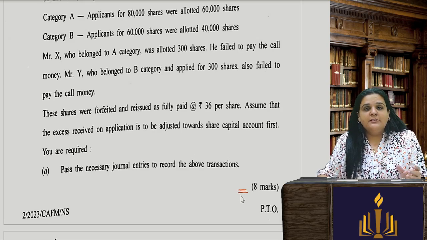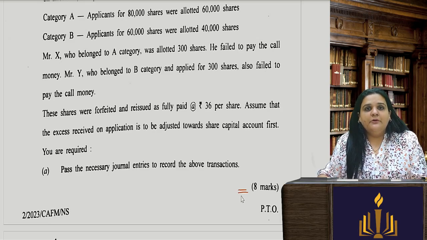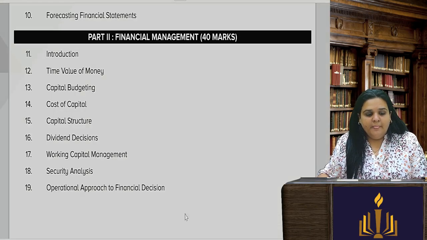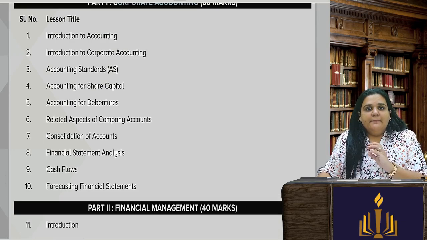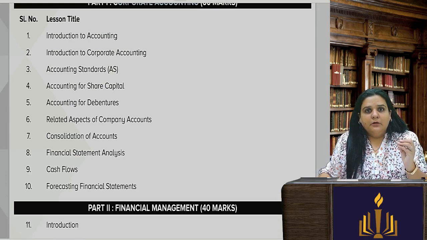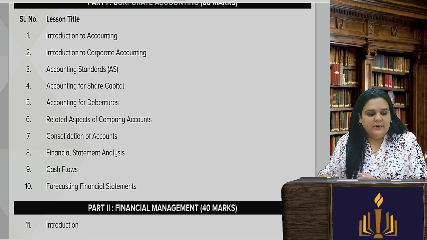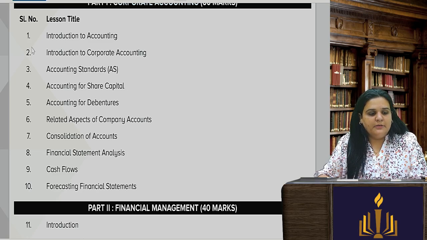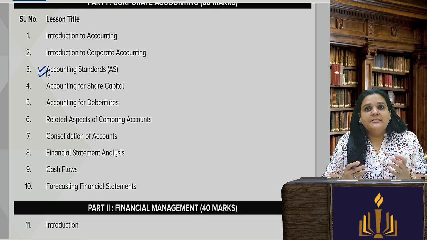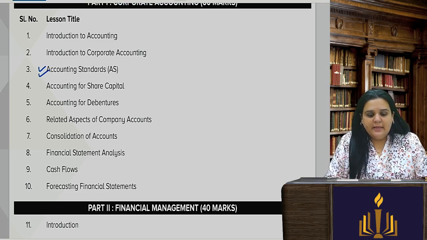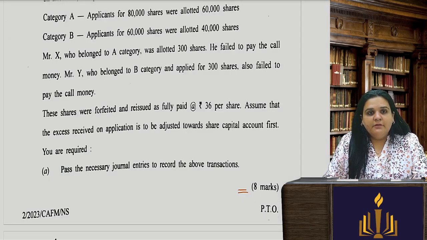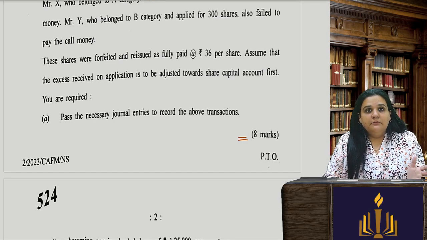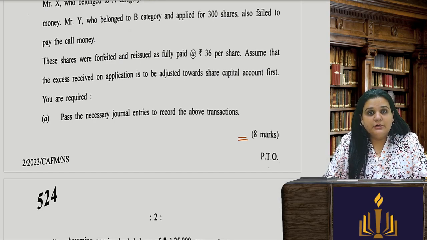I have always told you all, and I am going to tell you again today: issue of share capital, redemption, forfeiture, reissue, all that is very, very important. It is a very important chapter. So the paper itself, if you see, has started with issue of shares, wherein they have given you the entire transactions which you have to record in journal entry form.